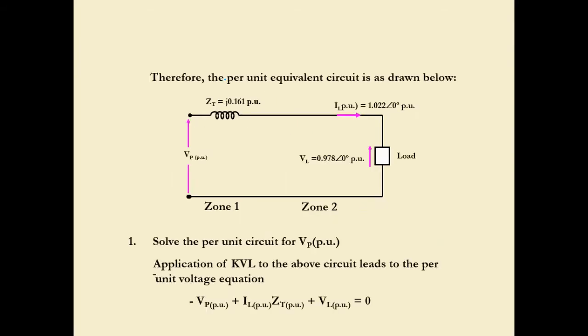So from here, we can simply draw the equivalent circuit. We start with VP PU. This is the transformer impedance. We have the load current PU as well as the load voltage PU. So everything is in PU and connected in a simple series circuit. To solve the PU circuit for VP, the primary voltage or the source, we apply KVL, Kirchhoff's voltage law, to the above circuit, which leads to the per unit voltage equation.